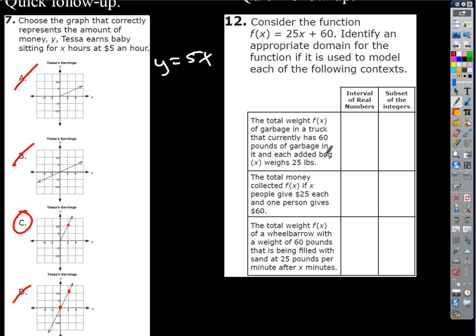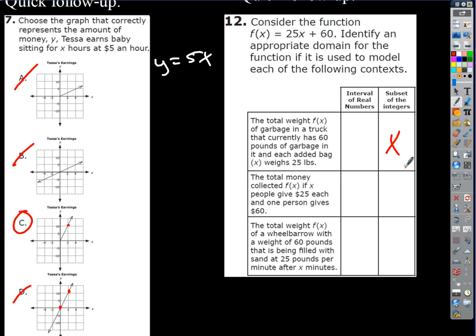Now, look at your choices. Is the domain going to be an interval of real numbers, or is it going to be a subset of only integers for this one? Subset of integers. It's got to be integers, you're right. How come? Because you can't have half a garbage bag. You're putting in full bags, and each bag weighs 25 pounds. There are no partial bags. Each bag they put in is 25. So the weight in the truck is going to jump from 60 to 85 to 110, it's never going to be in between. So that would definitely be integers, because it's a discrete set.